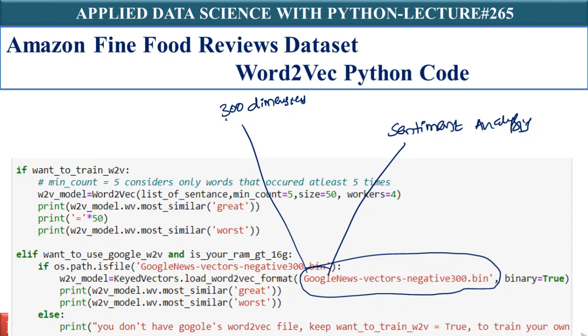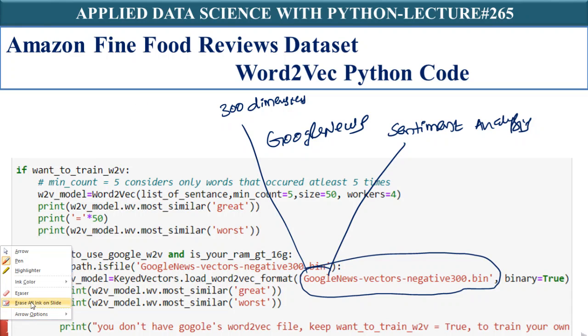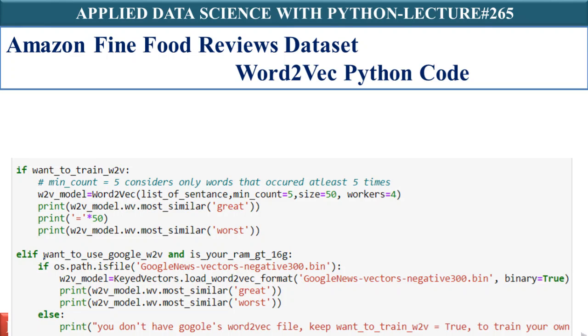Google has built all of these by using Google News data, and you can download it from this particular website. Just browse in Google and you will certainly get it. But the problem is it is 1.9 GB in size. So if you have a slow internet connection, please be careful.